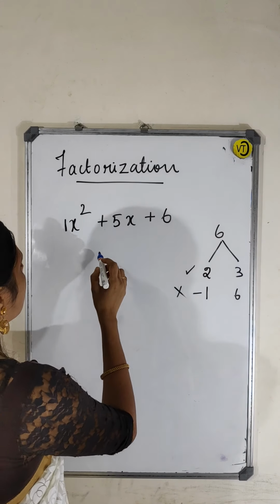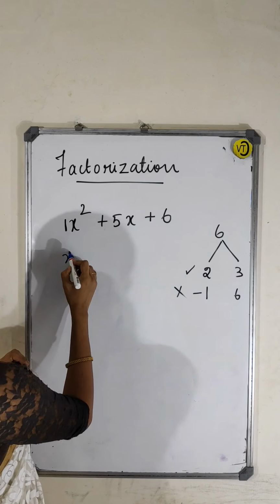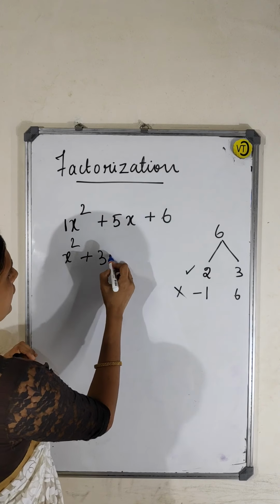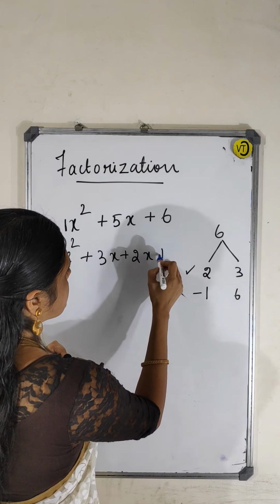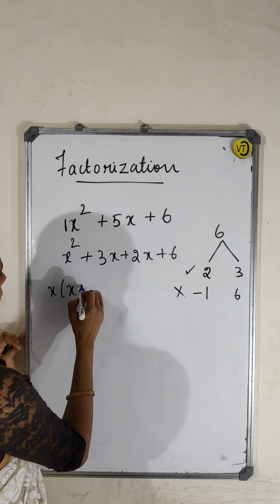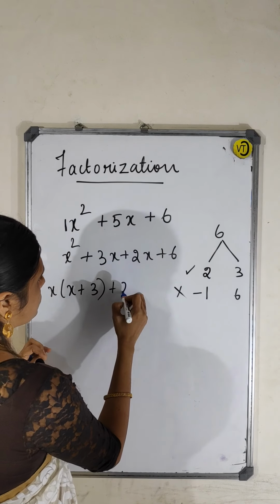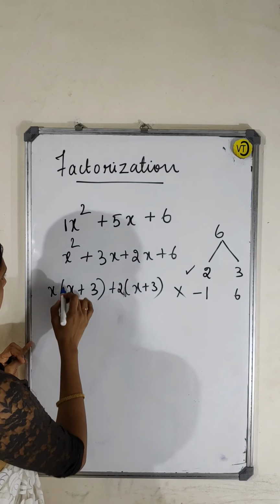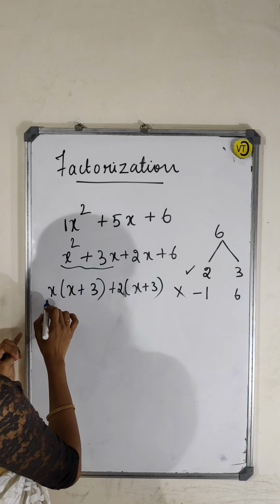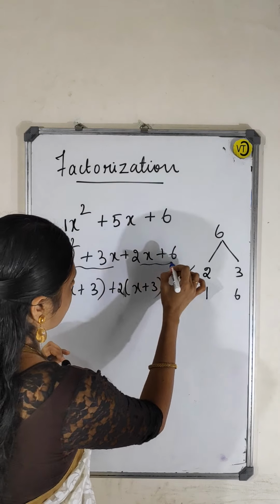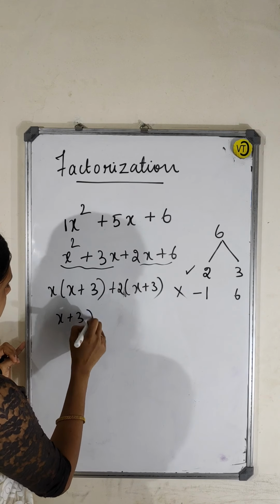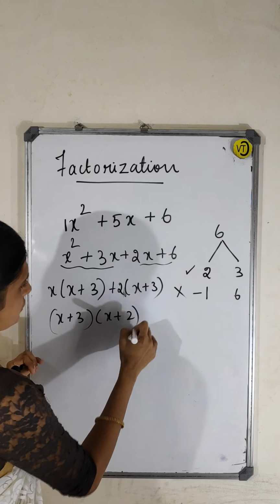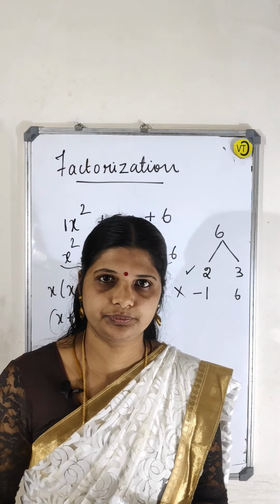Okay guys. Now normally you can do it like this, right? x square plus 3x plus 2x plus 6. For the first two terms I can take x as common, and for the last two terms take 2 as common. So again x plus 3 into x plus 2. This way you can do it, right?